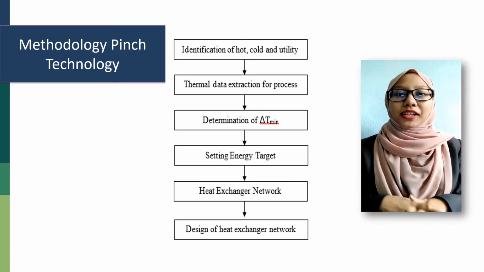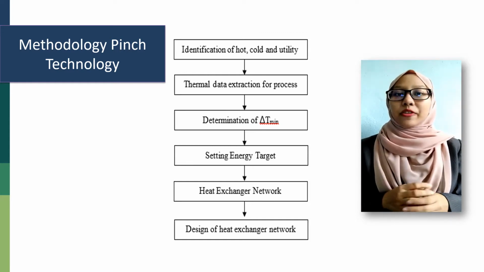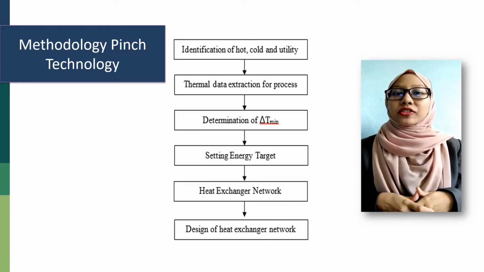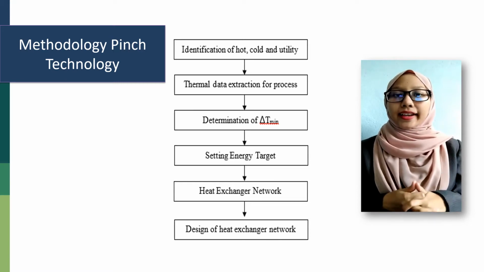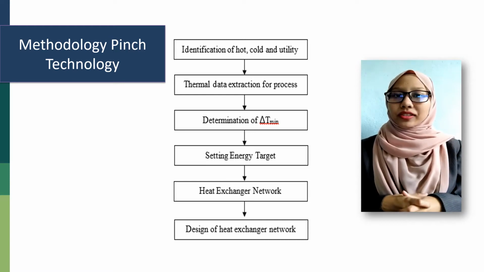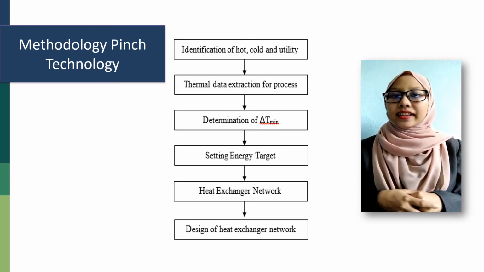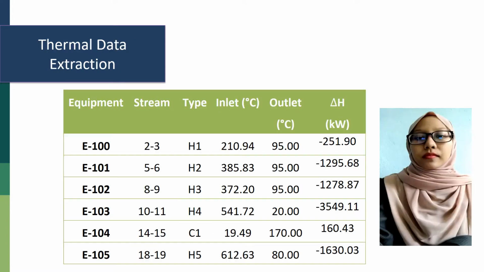The first step is to identify the hot, cold, and utility streams before extracting the data from the process flow diagram. Then we need to construct the problem table algorithm (PTA) to determine the energy target and pinch temperature. Lastly, we need to design the heat exchanger network (HEN) to calculate the minimum number of heat exchangers required.